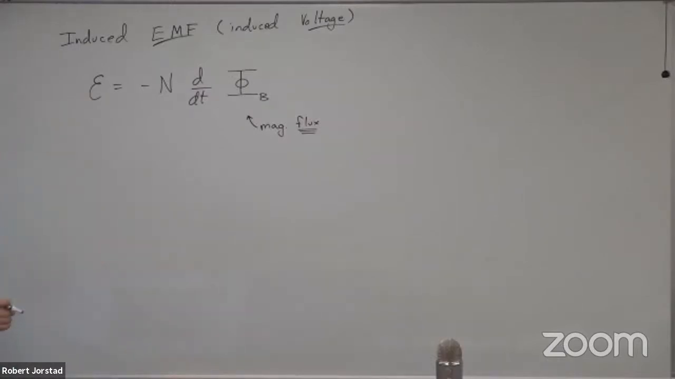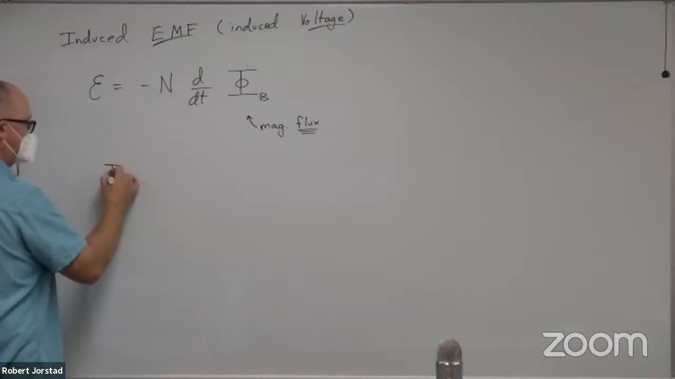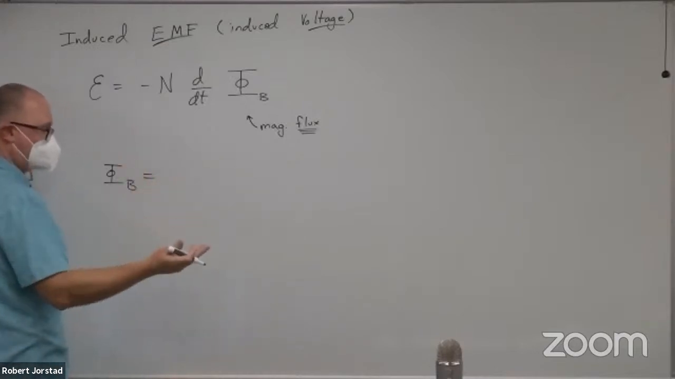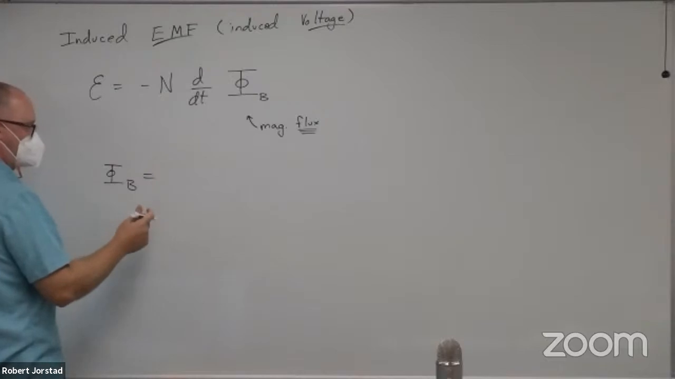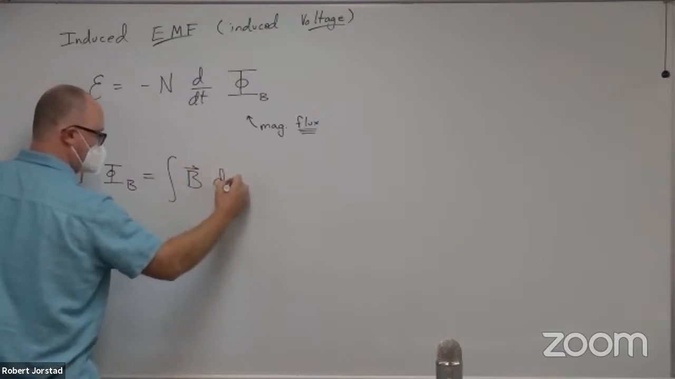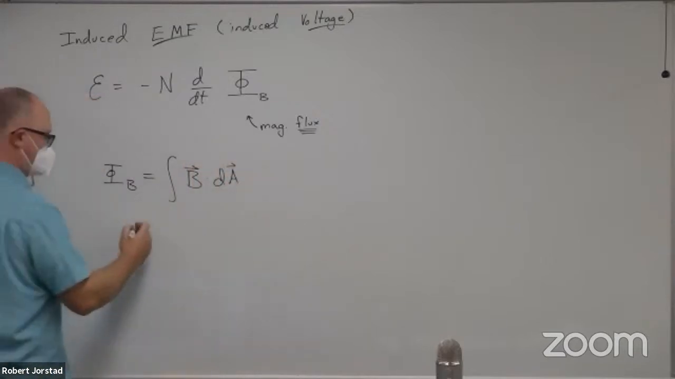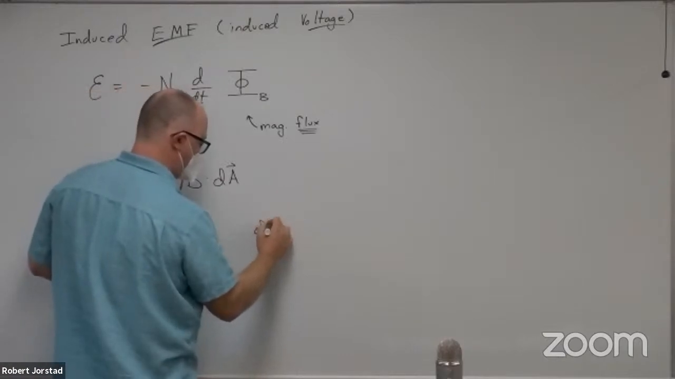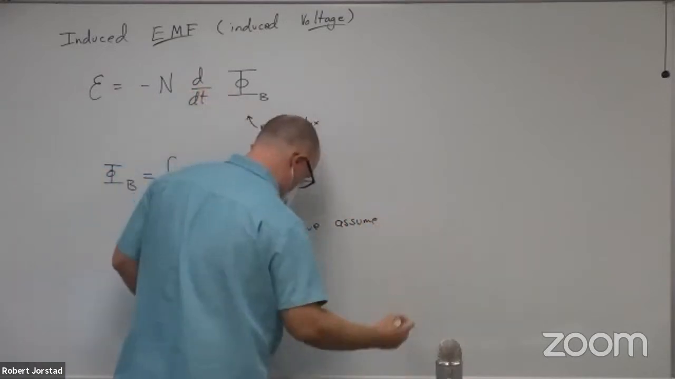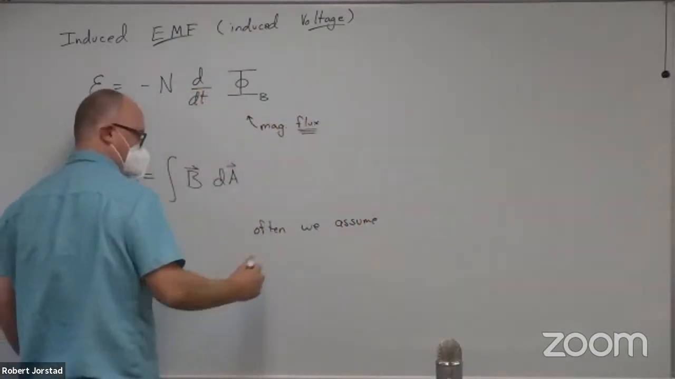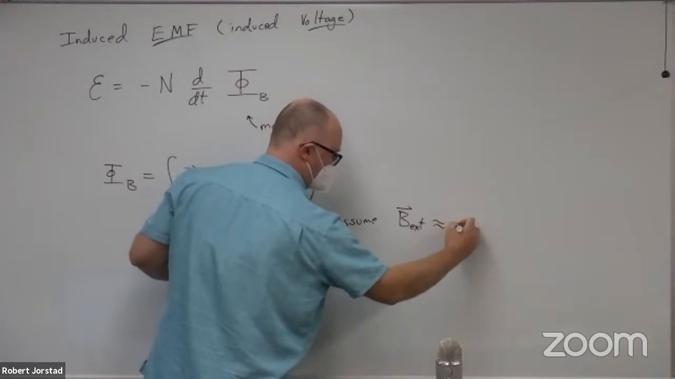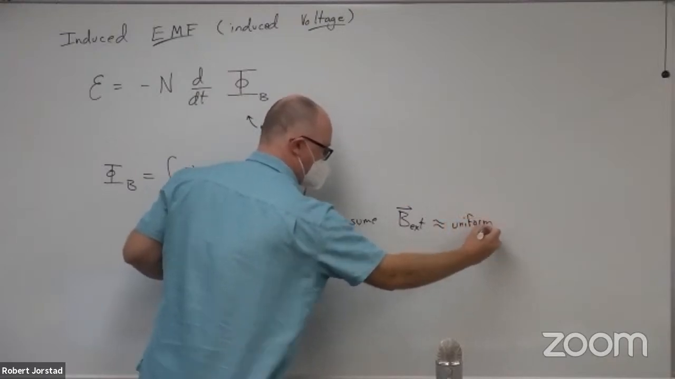It relates to magnetic field. Does anybody remember how magnetic flux relates to magnetic field? Field going through a plane. What was the physics equation or the math equation? Integral of B dot dA. Yes. Right? And then often we assume B external is approximately uniform to simplify this calculation.